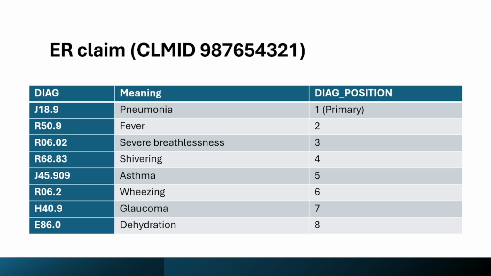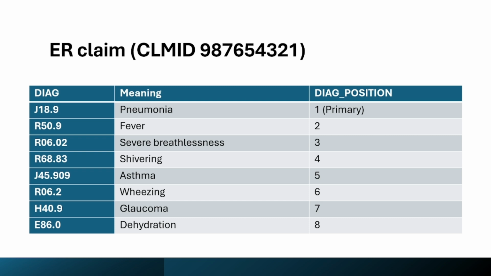And coming to DIAG position. So what is DIAG position here? You can see pneumonia is ranked one, is mentioned as one. So what it means is a primary diagnosis. It tells which is the primary diagnosis and the remaining are all secondary diagnoses.